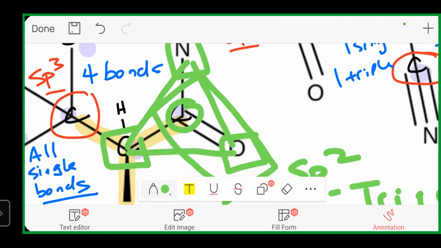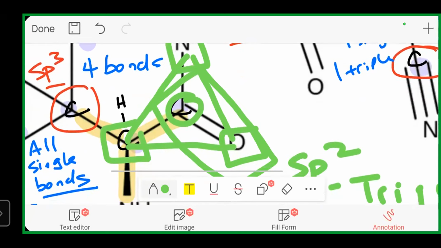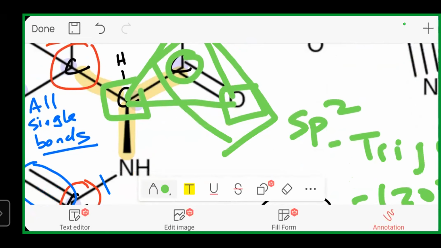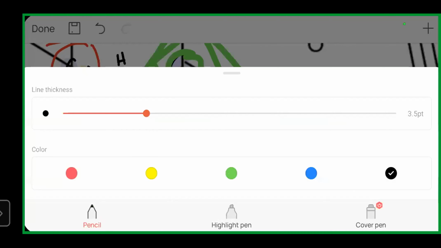So every sp2 carbon is going to have these characteristics. It's going to be trigonal. It's going to have a 120-degree bond angle, and it's going to have 3 groups attached to it. Those are all the other characteristics in addition to the double bond that's present. So an sp2 hybridized atom is going to have 1 double bond to it. All right, questions about that?